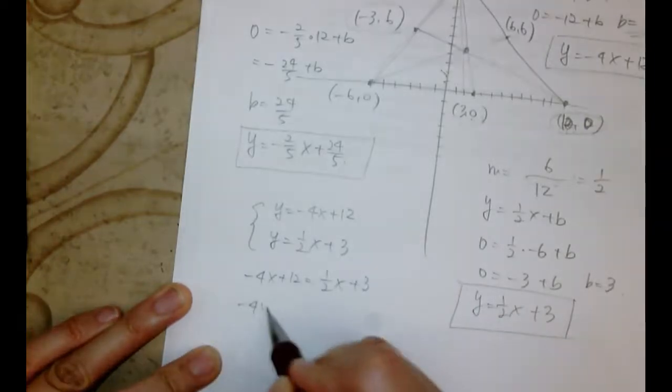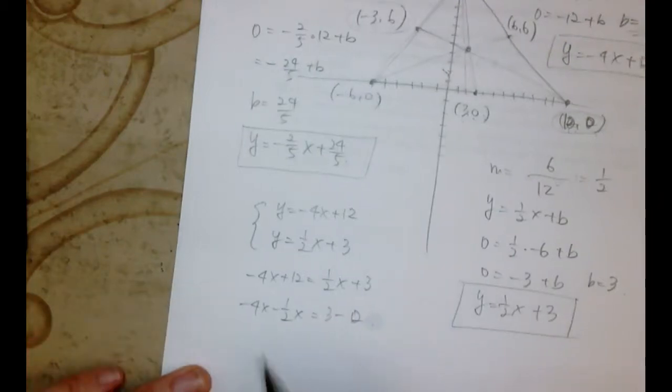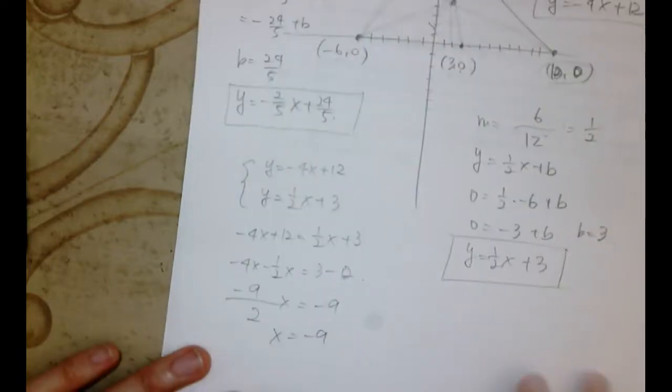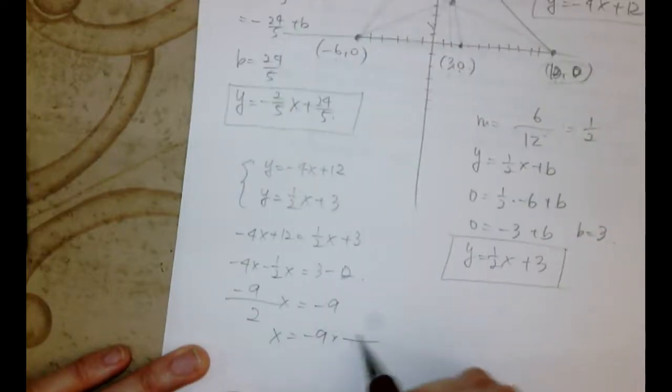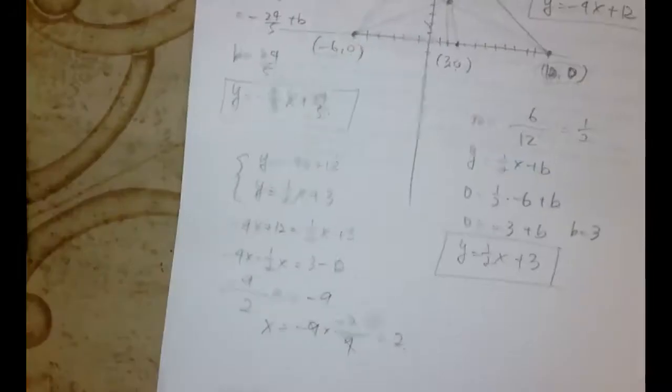So minus 4x minus 1/2 x equals 3 minus 12. So that means minus 8 minus 1 is minus 9x equals, what is it, minus 9? Okay, so x has to be minus 9 times negative 2/9, and this cancels and it's going to be plus, so x equals 2, and that looks about right. Okay, looks about right, right?